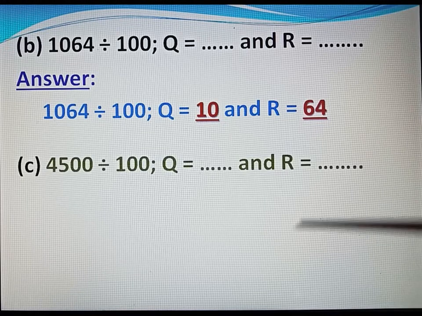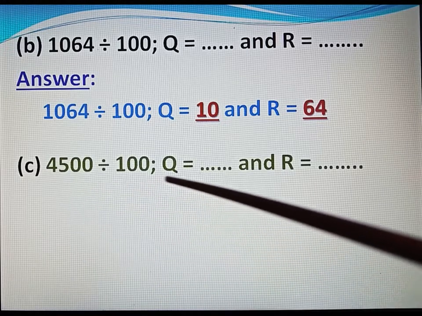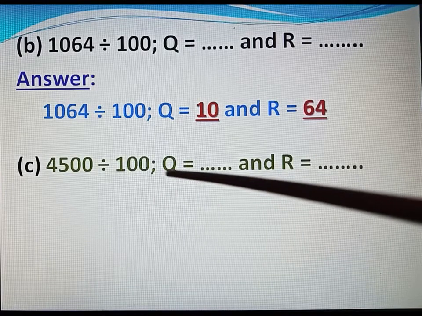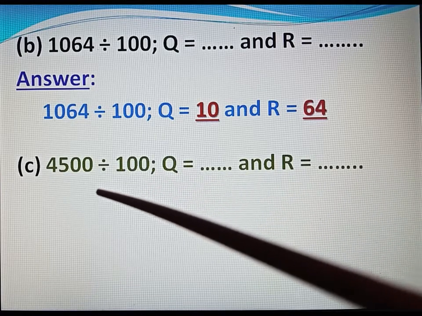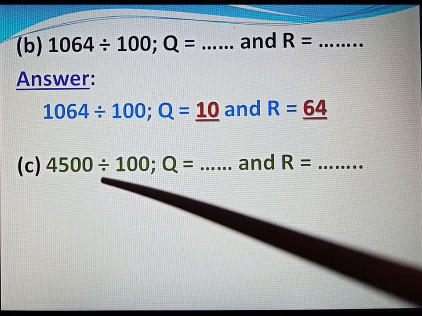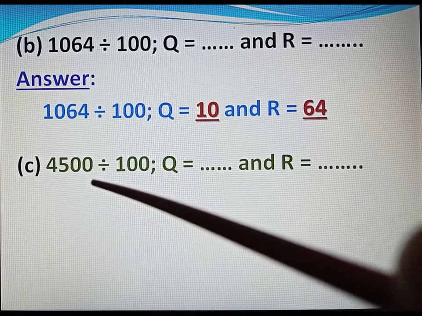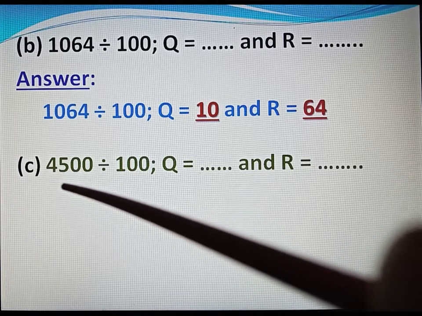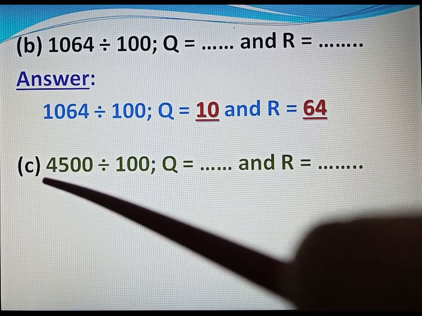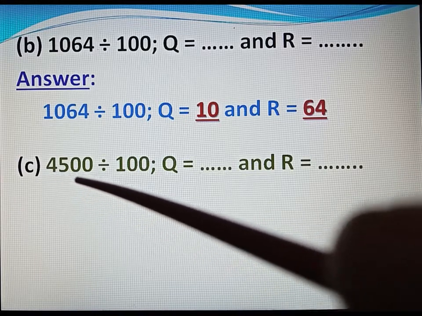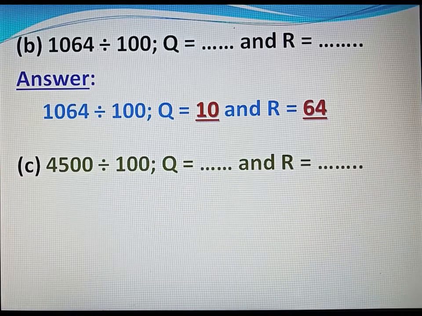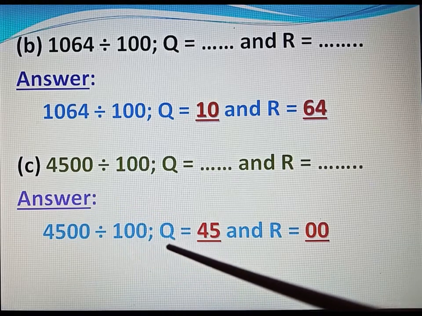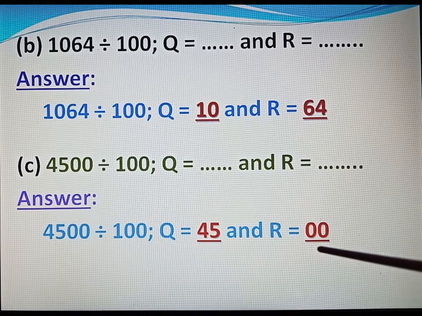C part, 4500 divided by 100, quotient equals dash and remainder equals dash. See, if 100 is the divisor, the number formed by the last two digits in the dividend is 00. So 0 is the remainder, and the number formed by the remaining digits is 45, so 45 is the quotient. Answer: 4500 divided by 100, quotient equals 45 and remainder equals 0.